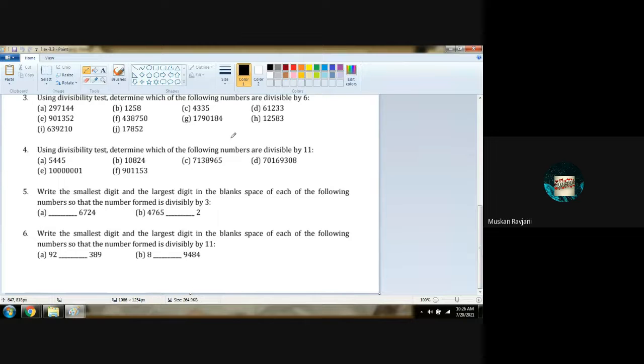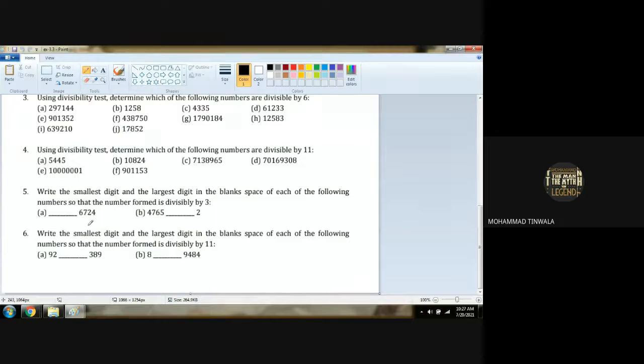Question number 5. Write the smallest digit and the largest digit in the blank space of each of the following numbers so that the number formed is divisible by 3. We have to write the smallest digit or the biggest digit in the blank space of each of the following numbers so that the number formed is divisible by 3.